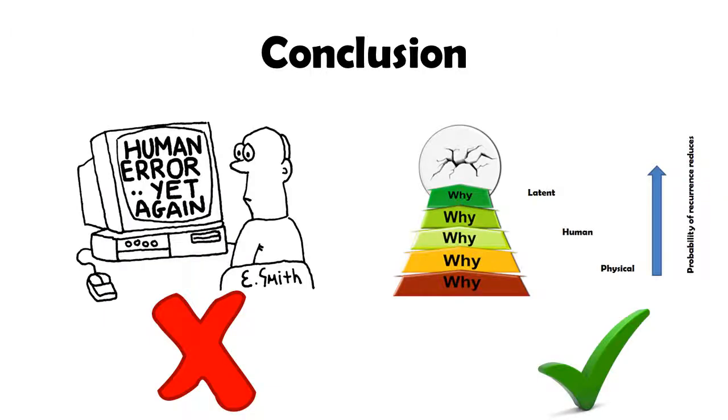In conclusion, vague or generalized failure causes like human error are of little value. We'll get more value if we work through the three cause levels: physical, human, and latent. That way, our root cause analysis efforts will result in huge improvements and we won't feel the need to abandon it.